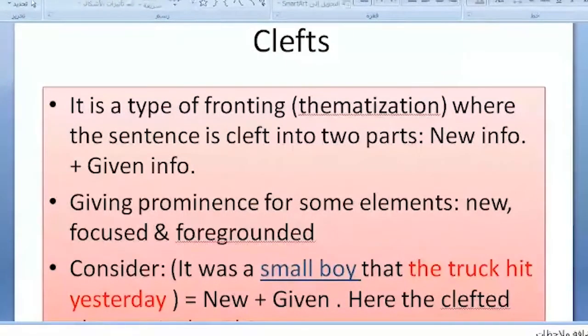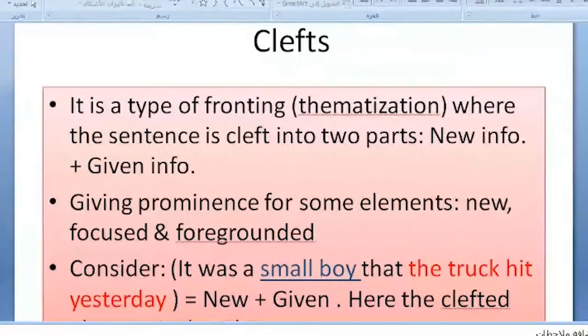Now, what is the new information? The new information is the truck. What is the given information? The given information is the small boy was hit. But who hit it? What hit it? The addressee does not know. So I am entitled to front that element, which is important.